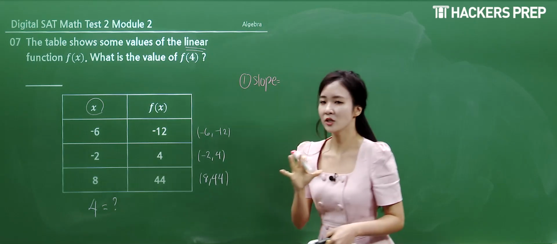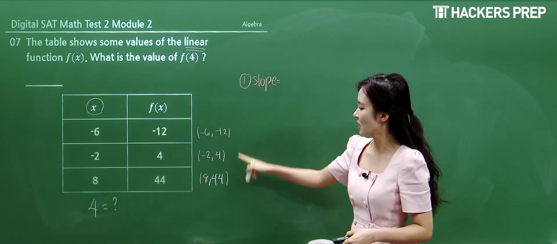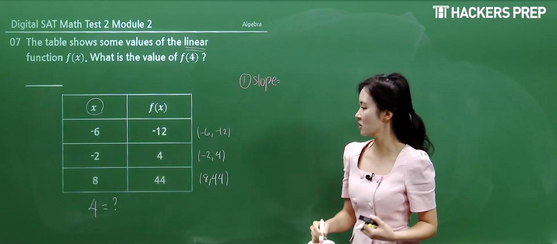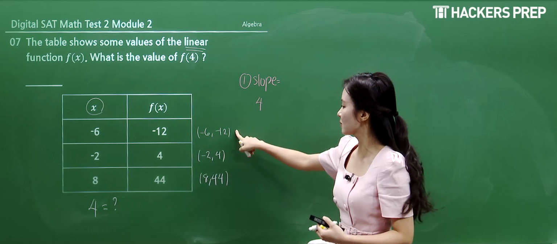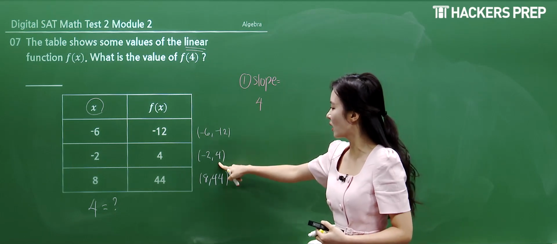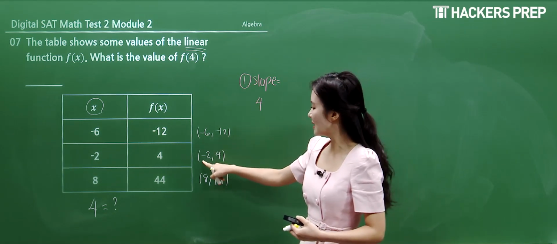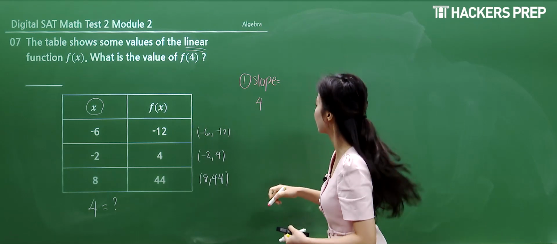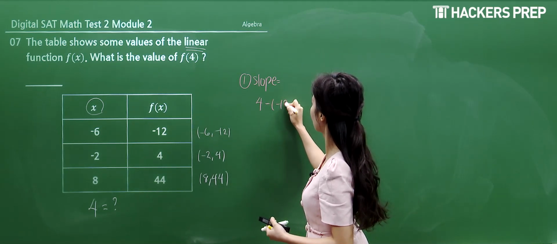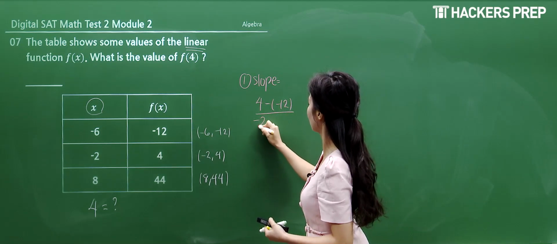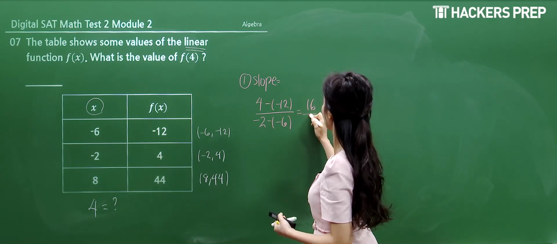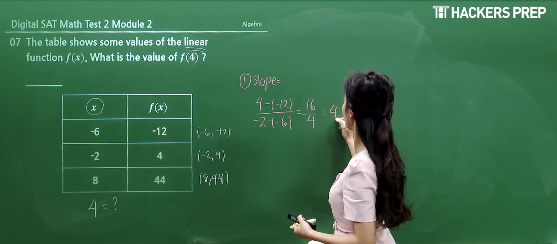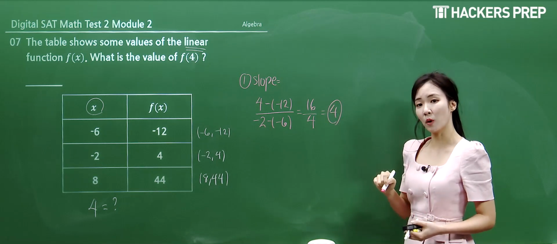And as always, change in y over change in x. So maybe we can take the top two and then solve for the slope. I'm going to take the second point and then subtract the first point from that. So 4 minus -12, -2 minus -6. So slope is going to be 4, okay?